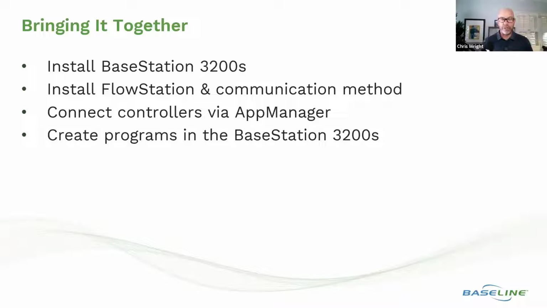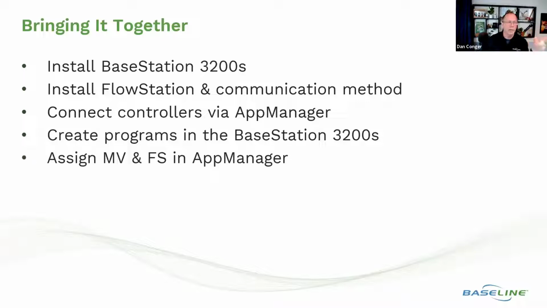So how does the FlowStation know what the programs are for the 3200? It doesn't. Is there an assignment that we have to make in the programming in order for the FlowStation to manage that? We do have to assign the water source in the 3200 to the FlowStation, and perhaps the control point. That's the component that the FlowStation is going to manage, not the run times, not the programs. We've got to assign that master valve and flow sensor and the controller in App Manager. We've got to create that association or assignment.